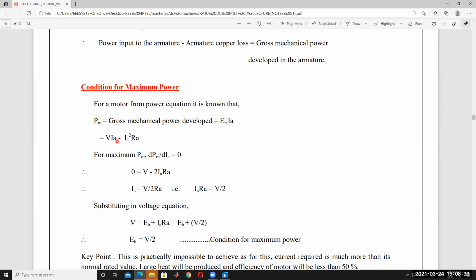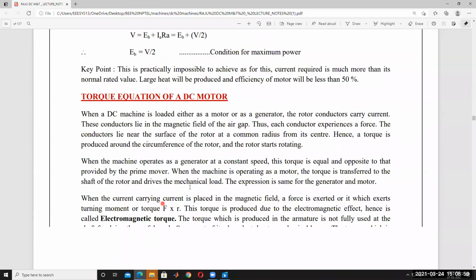V into Ia minus Ia square into Ra, for generator or for motors, you can find easily. So the mechanical power developed, Pm, is equal to V into Ia minus Ia square into Ra. Differentiate this power with respect to Ia and equate to 0, and you will get the maximum power condition: Eb is equal to V by 2.